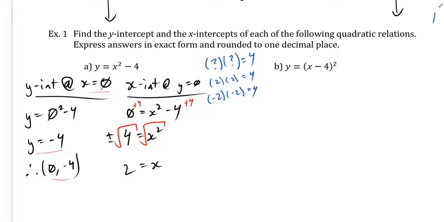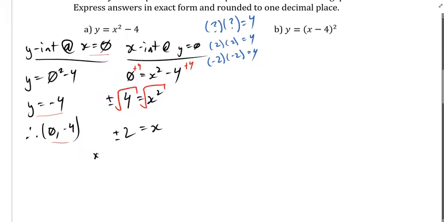That's how you would say it, and that's what it means. It means there's actually 2. So then again, I'm going to put it on the 2, plus or minus 2. Therefore, x equals 2 and x equals negative 2. And I get 2, 0 as one of my x-intercepts and negative 2, 0 as my other.